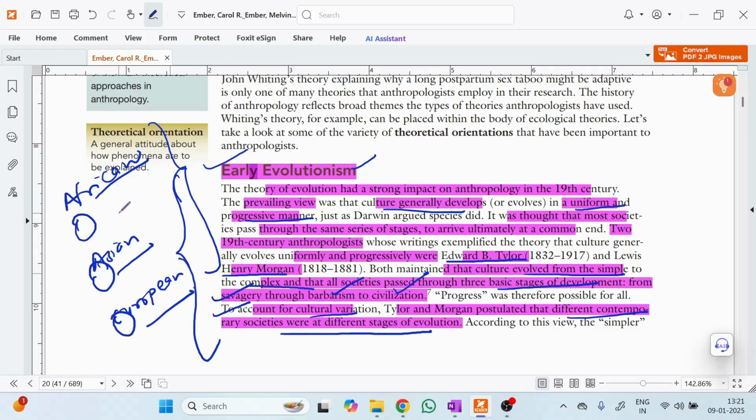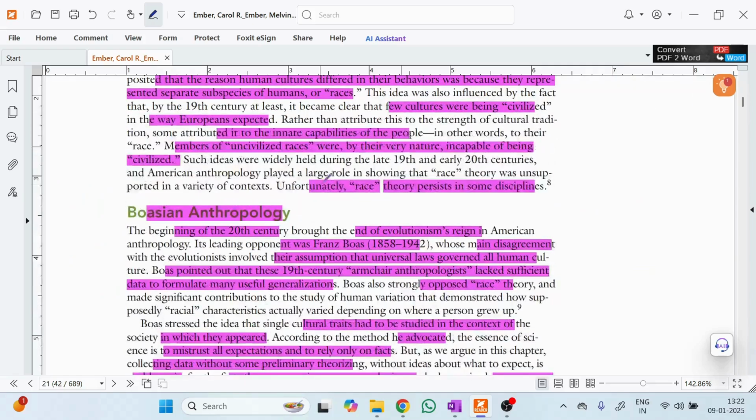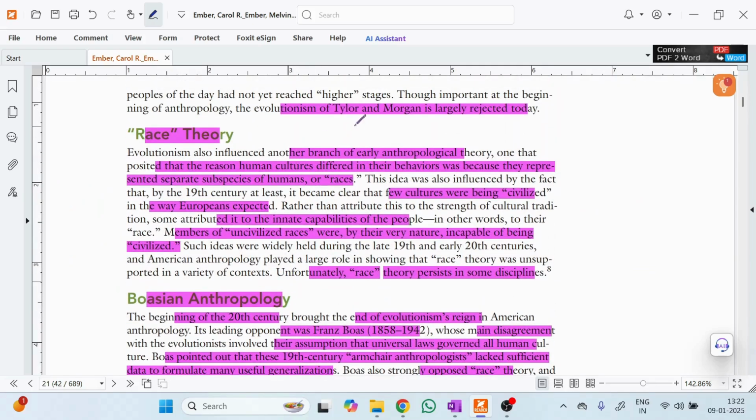So according to that, Africans are still not civilized. It means they are still on the way, and Asians are catching up. They are in the middle, and at the pinnacle stands the European or the white population. That was the earliest idea. This theory is rejected today.